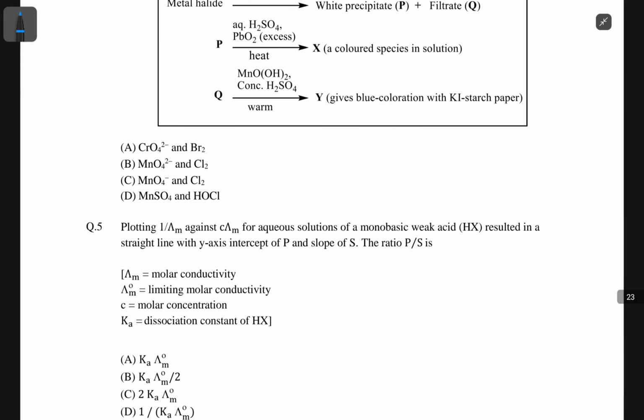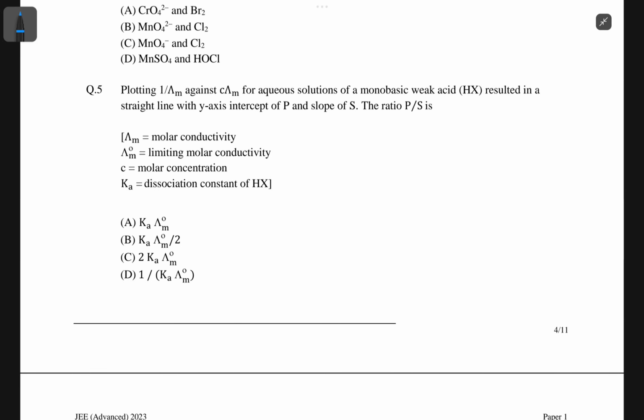This is again an inorganic one, you can do it yourself. Okay, what about the fifth question? So for the fifth question, well, 1 second.